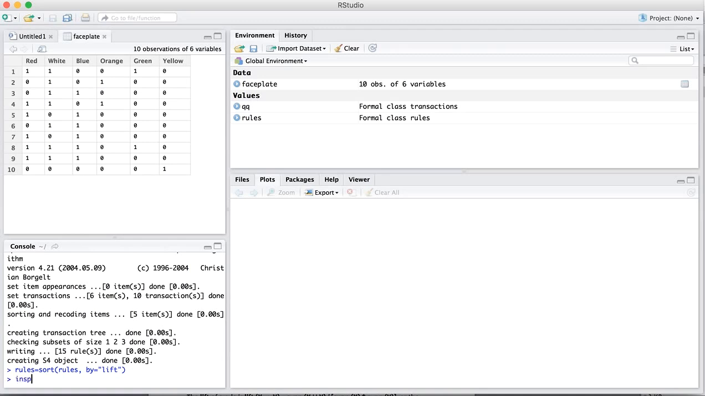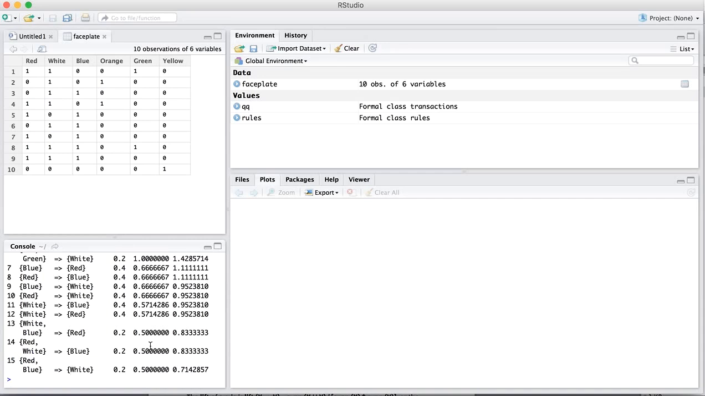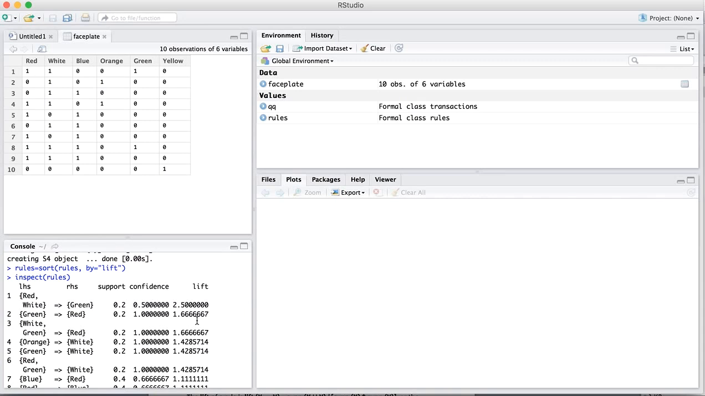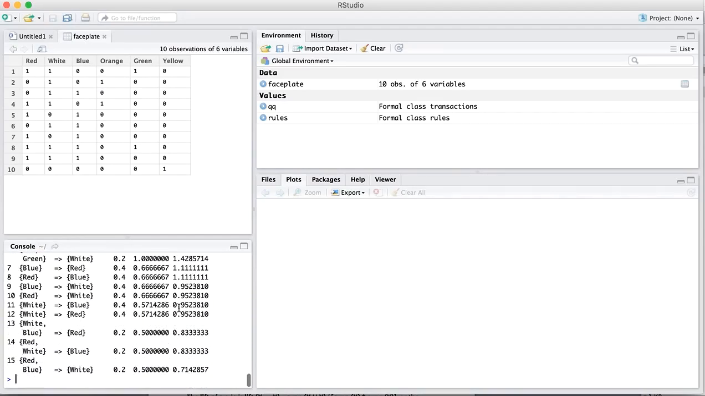And I want to now look at what they are. So inspect rules. So you can see there are 15 rules and they are sorted by the lift ratio. The first one says red, white implies green. It has a support of 20%, that is 0.2, confidence of 0.5, and the lift ratio of 2.5. What it basically says, given that somebody has bought red and white, the likelihood of them buying green faceplate goes up by 2.5 times. That's what the lift ratio is saying.